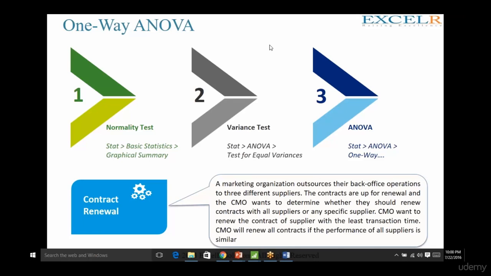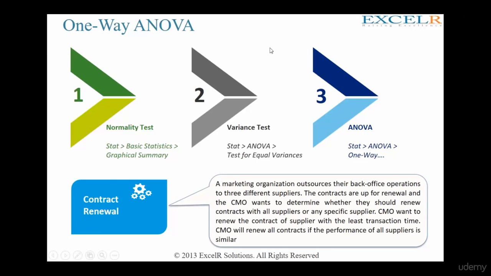Let us now discuss one-way ANOVA. Here is the case study. A marketing organization outsources their back office operations to 3 different suppliers. The contracts are up for renewal and the chief marketing officer wants to determine whether they should renew contracts with all suppliers or any specific supplier. The chief marketing officer wants to renew the contract of the supplier with the least transaction time. The CMO will renew all contracts if the performance of all suppliers is similar.